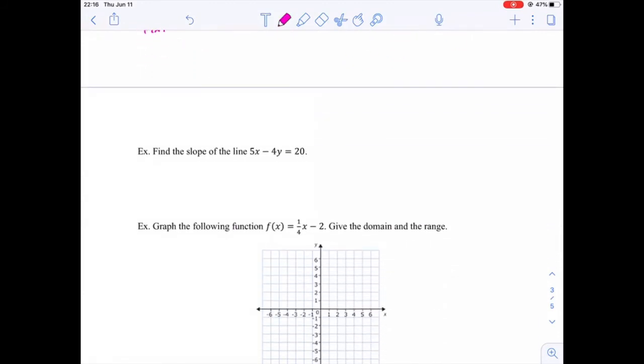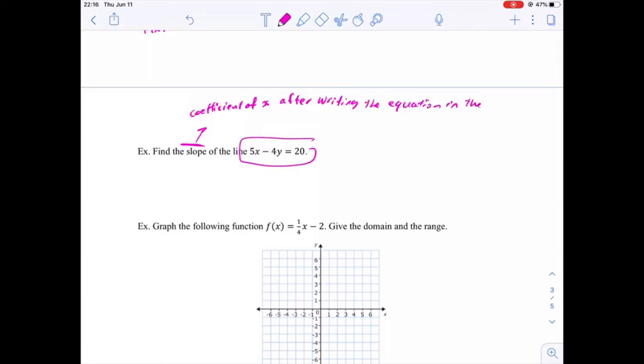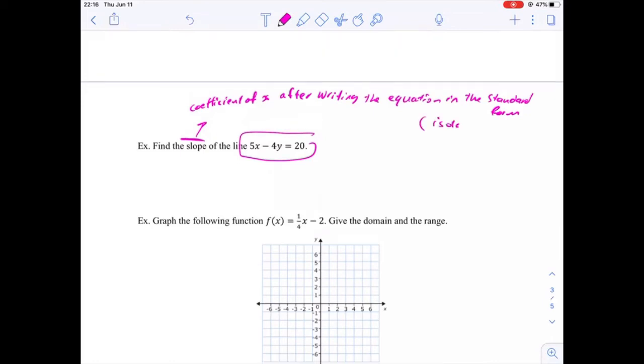Now we want to find the slope if we are given a formula. If we are given a formula, the slope is the coefficient of x after writing, and this is very important, after writing the equation or the formula in the standard form. That means we need to isolate y.